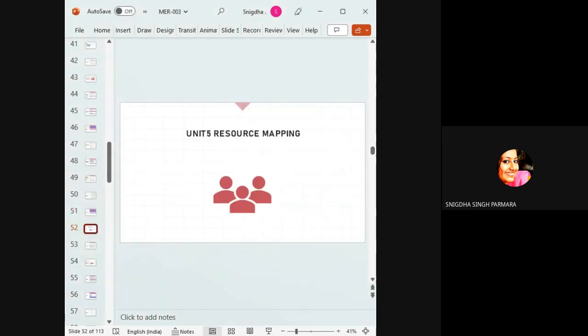Next is unit 5, resource mapping, that we are going to cover in the next class, which will be tomorrow. So this is all for today. In case you have any queries, kindly let me know.